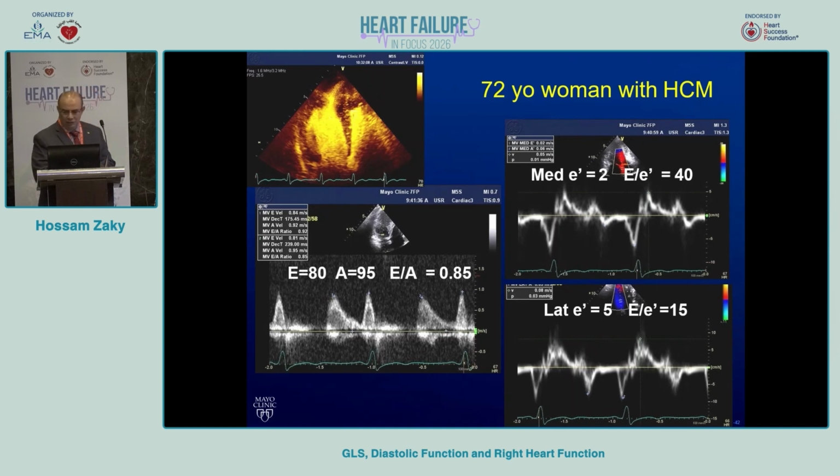So that patient has 2 E/E prime ratios. One of them is 40 because the medial E prime is 2, and here the lateral E prime is 5. So when the 80 is divided by 5, this is 15, which by the 2 is 40. So which one to believe? Does he have a high filling pressure or not?